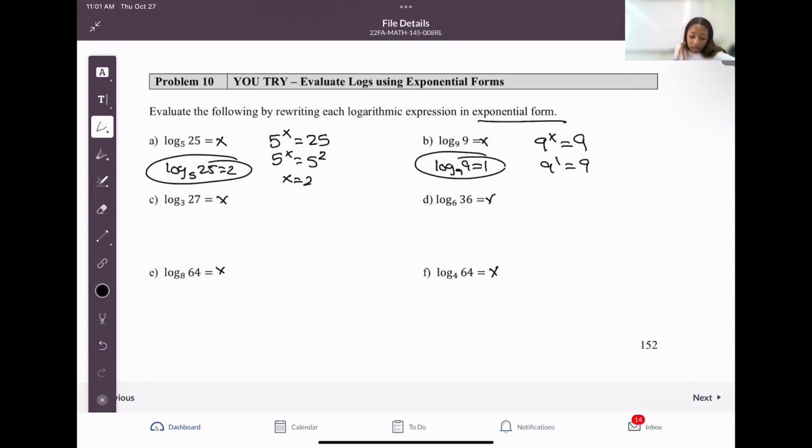For part C, log base 3 of 27 equals x. This would be 3 to the x power equals 27. 27 is 3 cubed. So that tells us x equals 3, or that this logarithm is equal to 3.